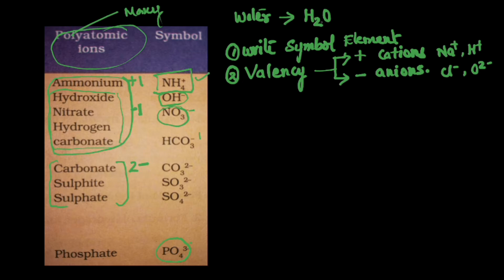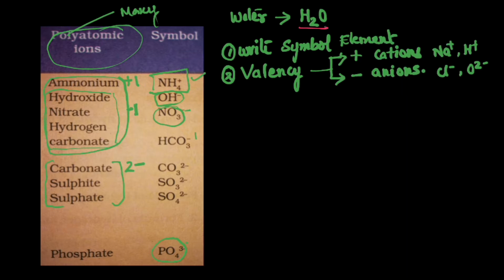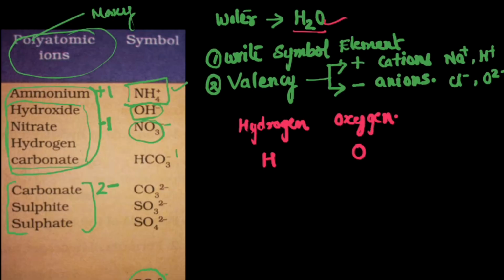So let's start with this first. What we have taken is the water molecule, right? Which is the element present here? Name of the element: hydrogen, and which is the second element? Oxygen, right? For hydrogen H, for oxygen O. Now write the valency. What was the valency for hydrogen? It was 1. Oxygen, it was 2 minus.